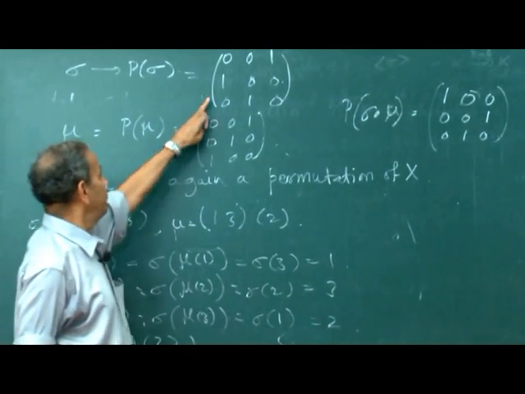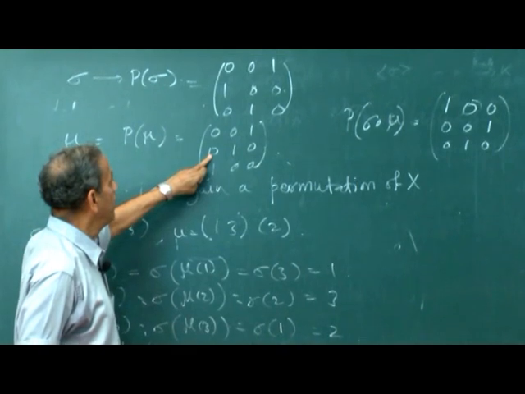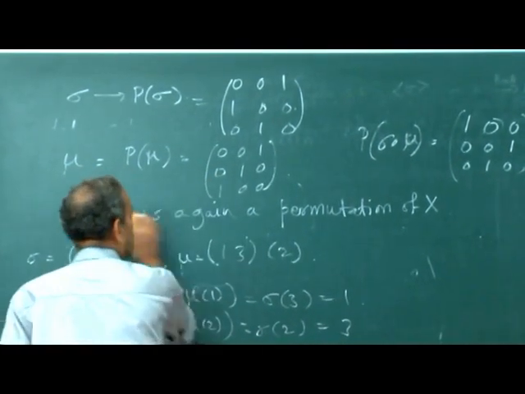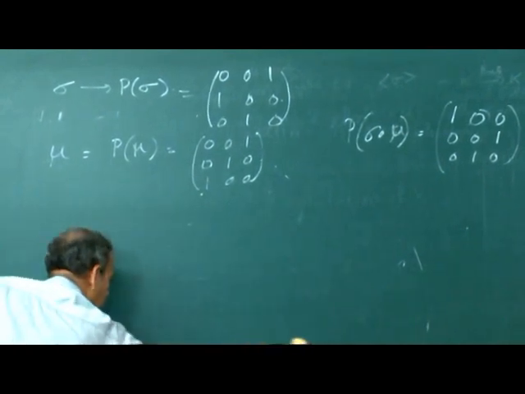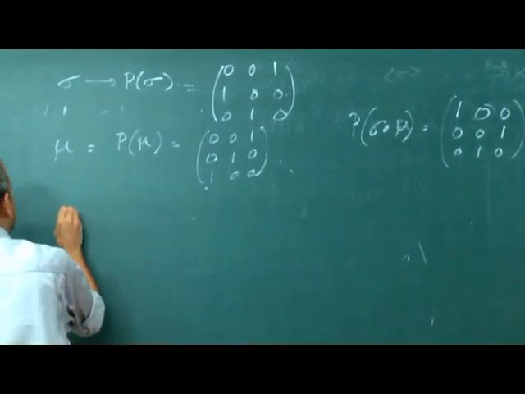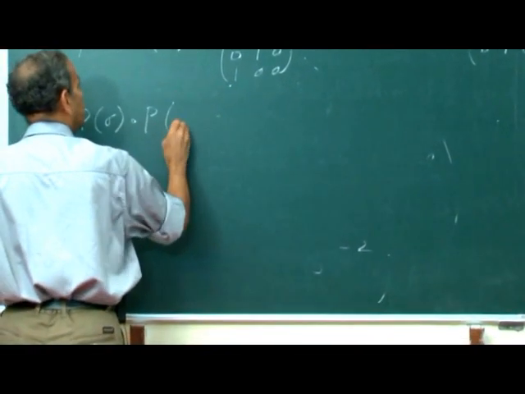And if you multiply these two, P sigma into P mu, you will find, so let me now multiply these two matrices, P sigma into P mu.